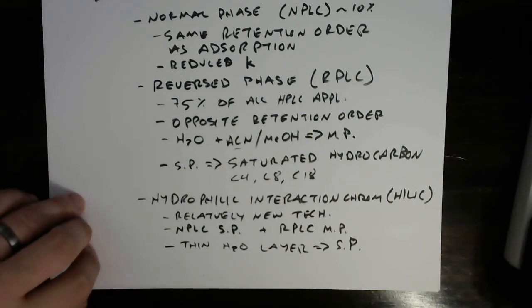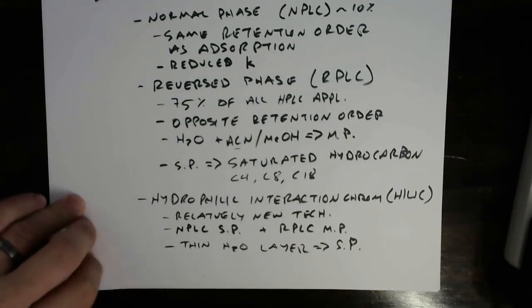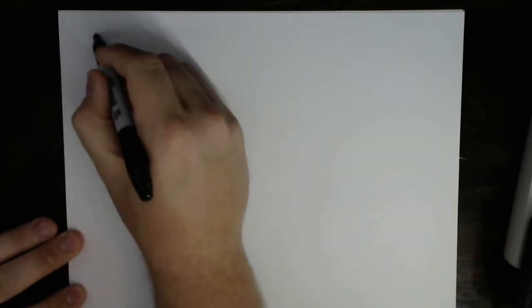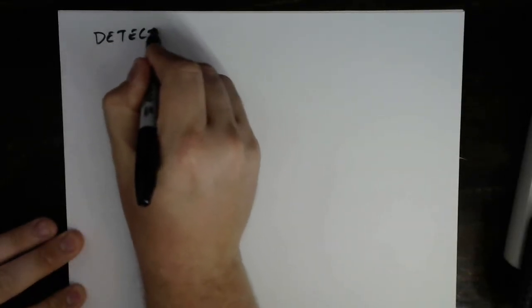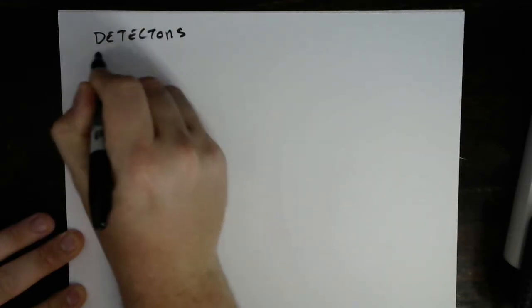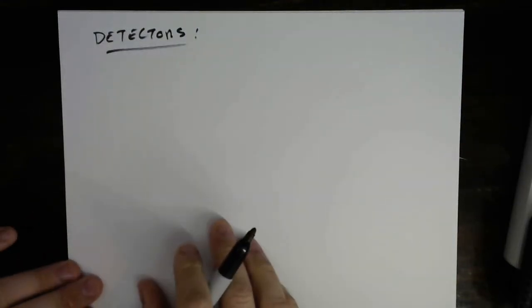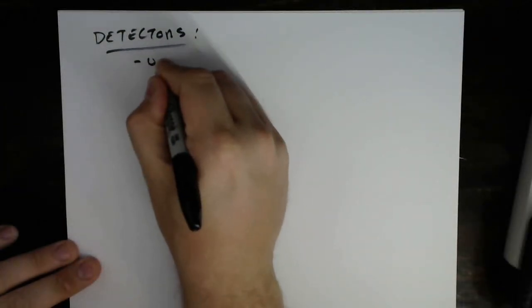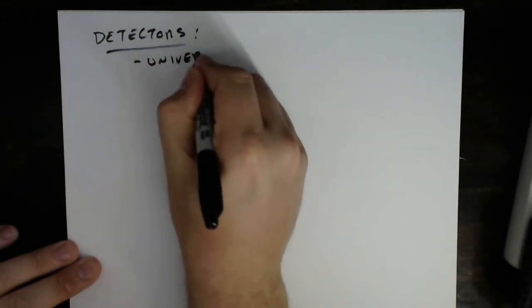Last thing we're going to talk about are detectors. What I'm not going to do is go through a complete rehashing of every detector we looked at. I want to remind you of the big categorizing factors that help us think about detectors in different ways. So the final thing in our workflow is detectors. And we had two ways of categorizing these. The first was universal versus selective. So let's remind ourselves what this was.